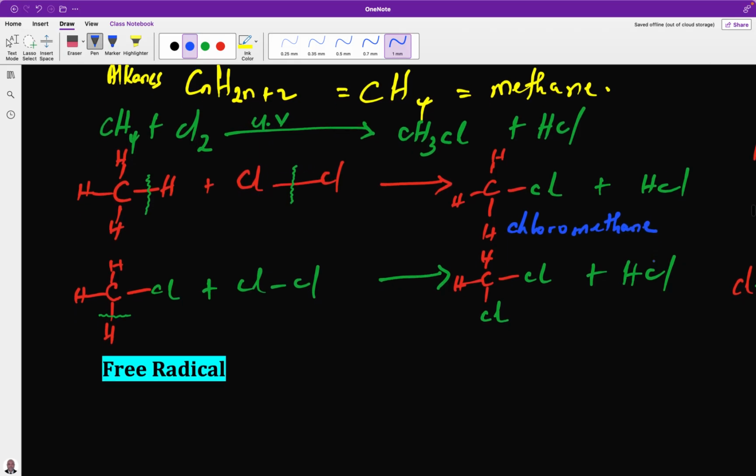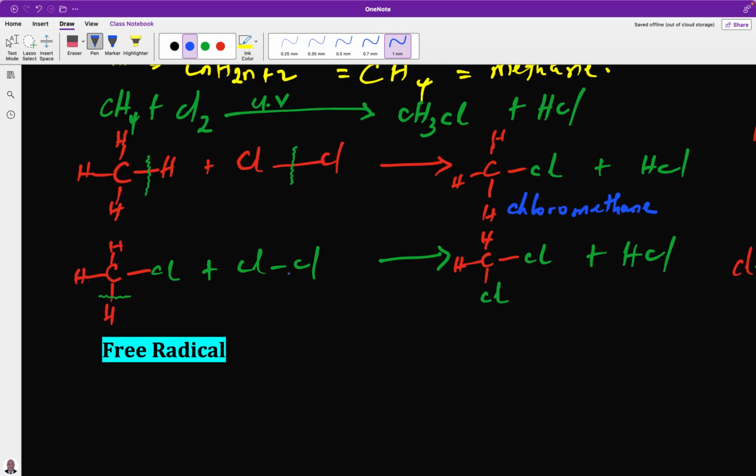After the formation of chloromethane, chloromethane now reacts with a molecule of chlorine. What happens with the molecule of chlorine? There's fission. One chlorine atom joins up with this hydrogen here. There is breakage in the molecule of chlorine, and the CH bond also breaks. Hydrogen and one of the chlorine atoms combine to give hydrogen chloride. Then the other chlorine atom substitutes the hydrogen. So now it becomes dichloromethane.